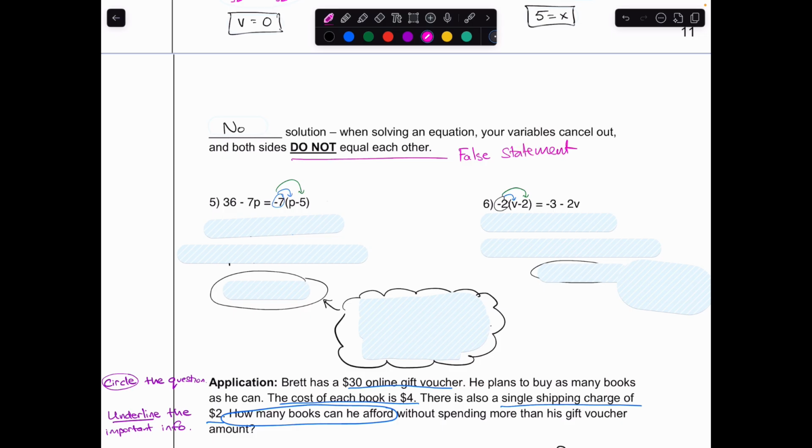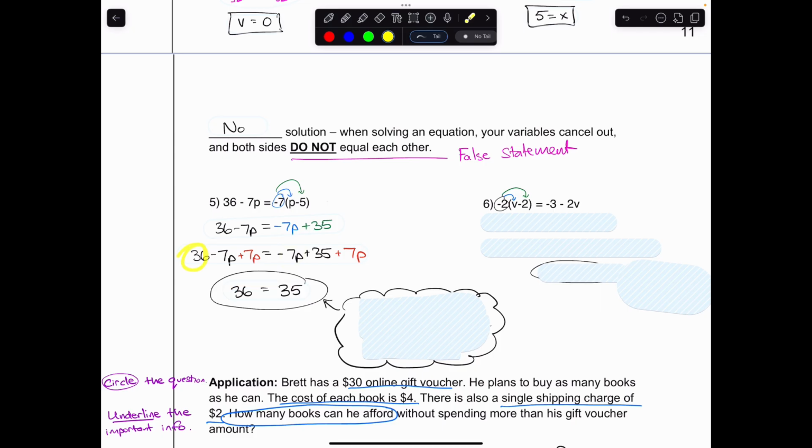So for example, let's say we're solving this equation here in example 5. If we distribute, we can add 7p to both sides. That way the p term cancels out on the left and we'll just get a... uh-oh. The p term is going to cancel out on the right as well. And we get the statement 36 is equal to 35. There's no more variables, they cancel out. But this statement is never true. 36 is not equal to 35.